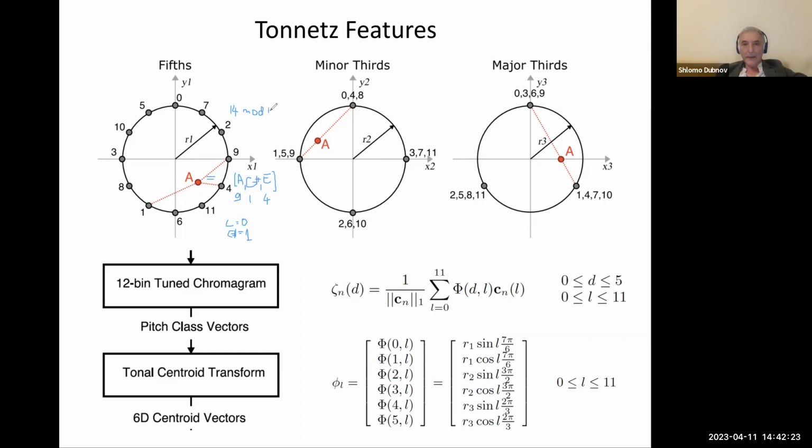Every 12 steps, we basically cycle back into something between 0 and 11. So 2 is 14 mod 12. Then we have 2 plus 7 is 9. 9 plus 7 mod 12 is 4, and so on. So this is the circle of fifths, okay? And this is where the A lies.